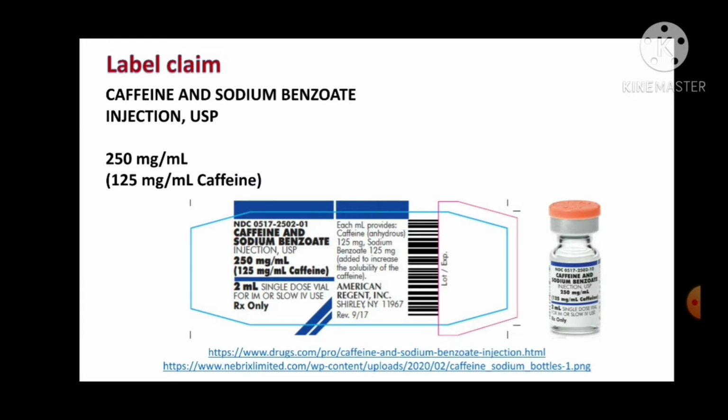This is the label claim of the formulation. It contains 125 mg per ml of caffeine, as well as 125 mg per ml of sodium benzoate. We know caffeine is a CNS stimulant, and here sodium benzoate is added in this formulation just to increase the solubility of the caffeine. These label claims are important when we calculate the percentage purity of our final compound.